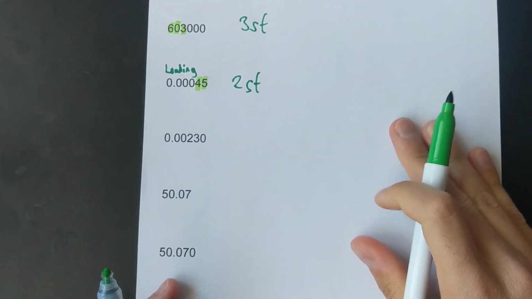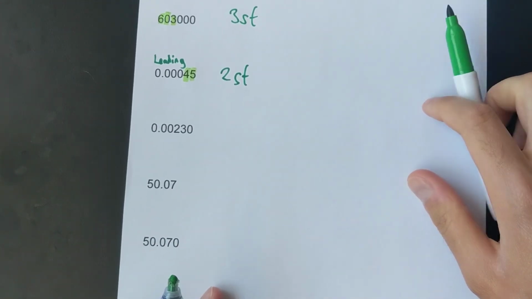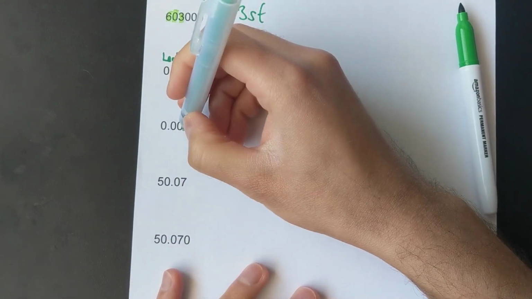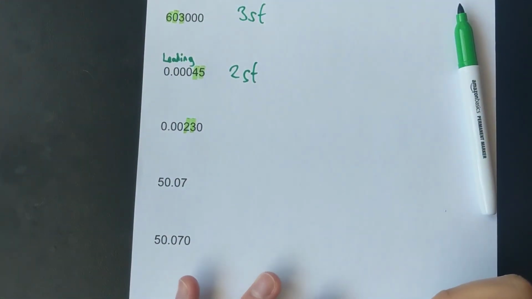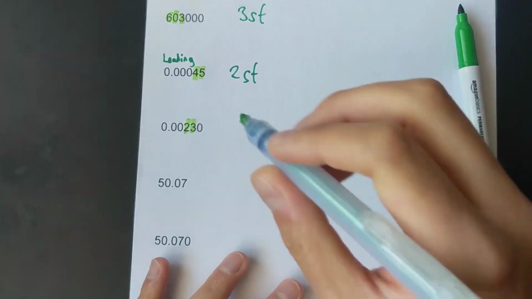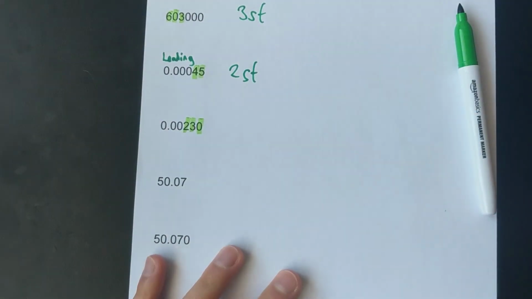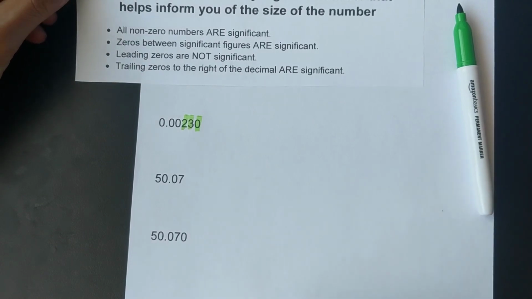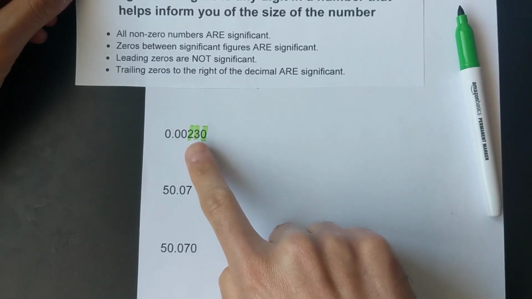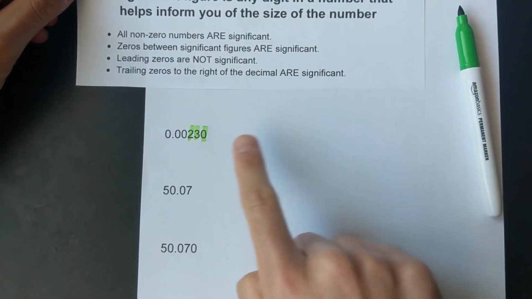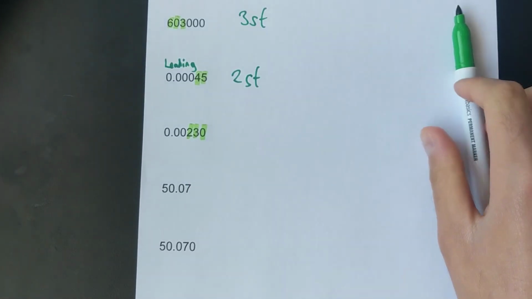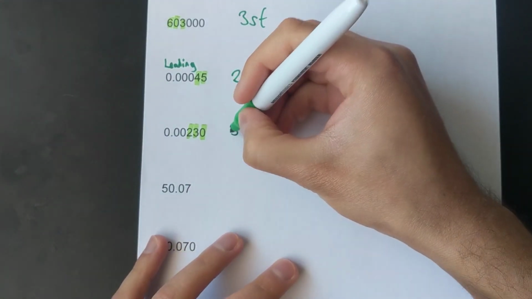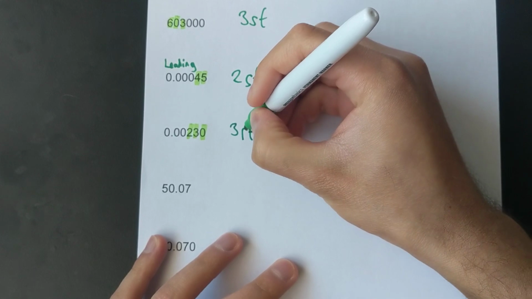Now, here's a weird one, 0.00230. So the 2 and the 3 are significant. This time, that 0 is significant. So this was that weird rule at the end. Trailing zeros to the right of a decimal are significant. So this is a trailing 0 after the decimal point. That one is significant. This has 3 significant figures.